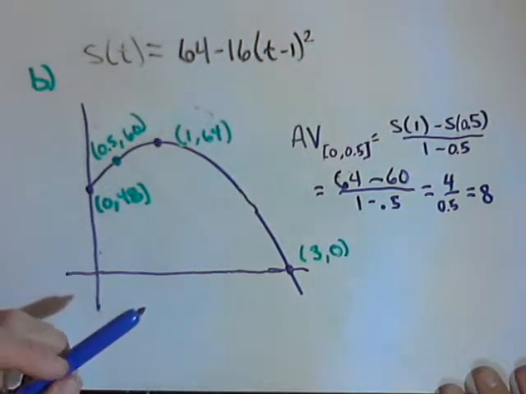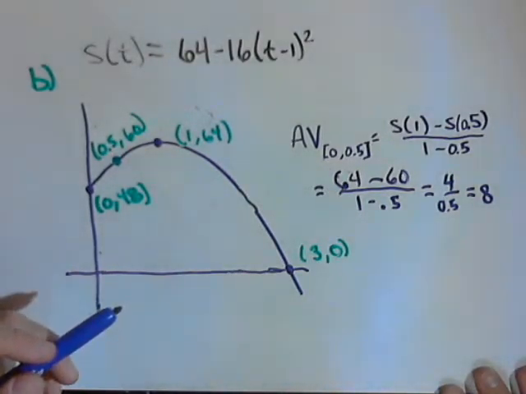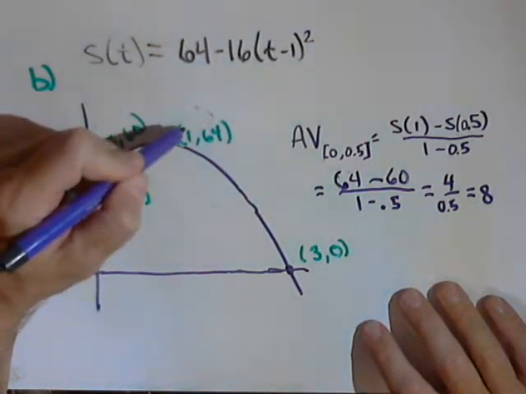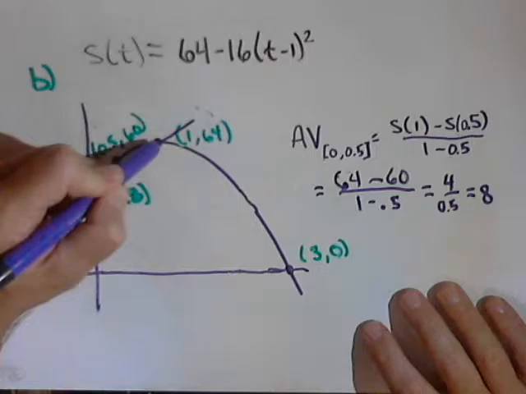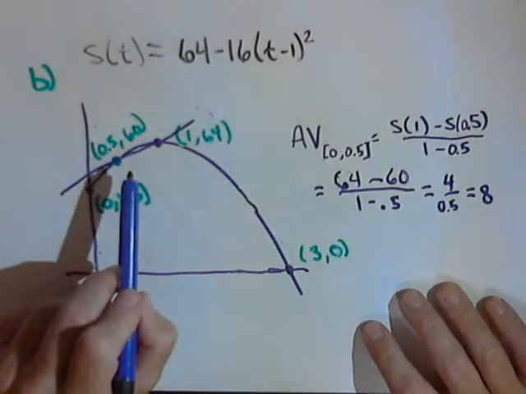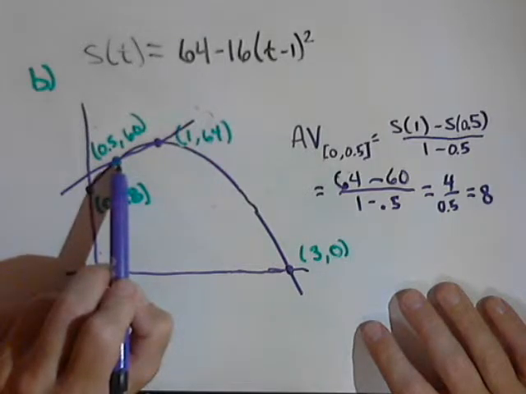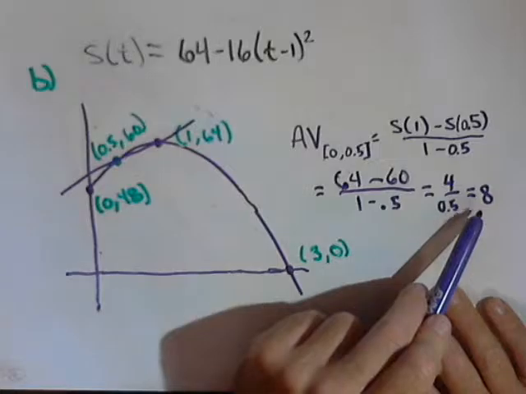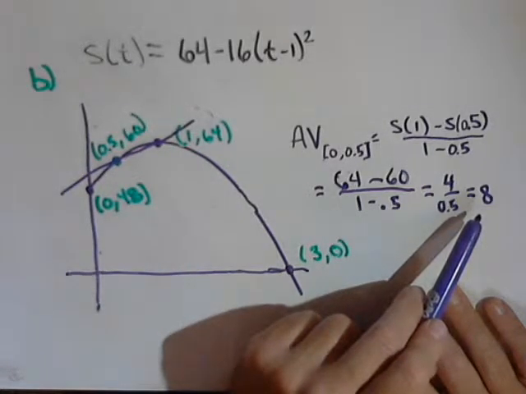So let's talk about some of the significances of 8. First off, what does it measure geometrically? Well, geometrically, it's the slope between these 2 points. So if I were to connect these 2 points with a straight line, I know the slope between those 2 points, also known as the slope of the secant line between those 2 points. So that's the geometric interpretation of the 8.